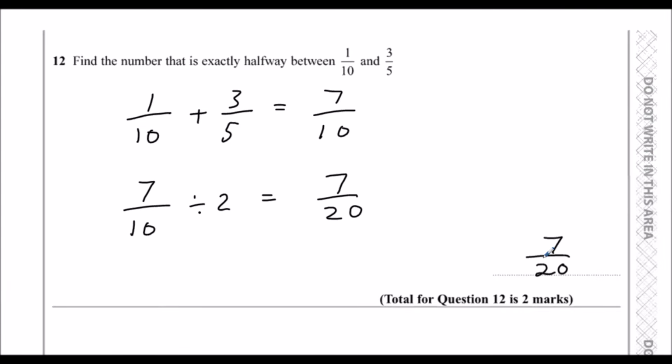If we didn't have a calculator, we would have had to make the denominators the same. So we could have said, I've got 1/10, and if I double the top and bottom for 3/5, I've got 6/10. Then we could have gone halfway between 1 and 6. So halfway between 1 and 6 is 3.5. So we could have said we've got 3.5 tenths. And if we double top and bottom, 7/20. But we did have a calculator, so we can use it.